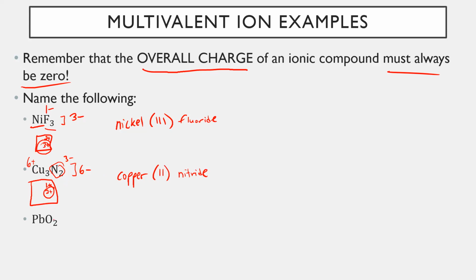Last one, PbO2. So Pb is our first element there. If you scan your periodic table, you're going to see that that's actually lead.